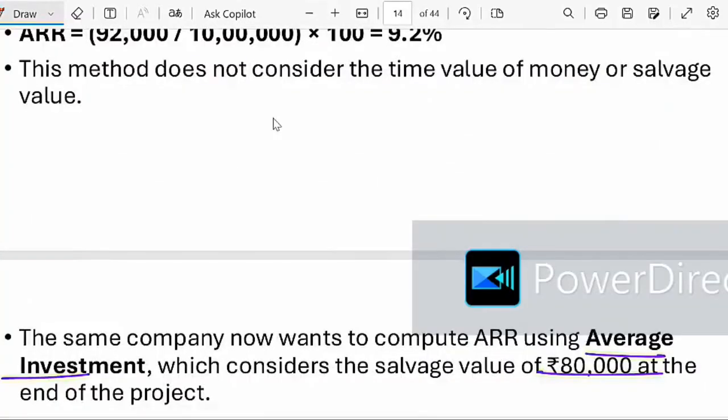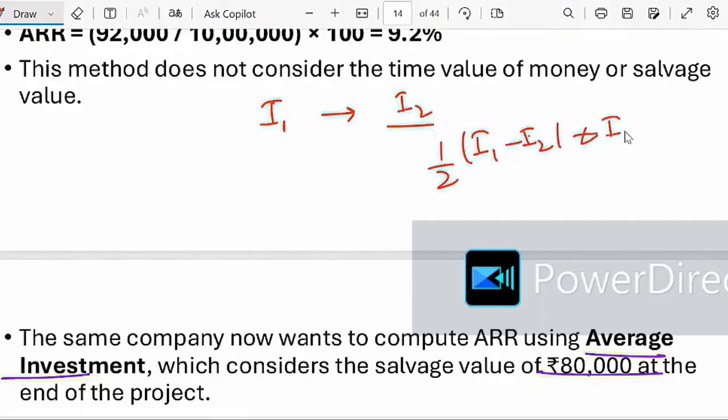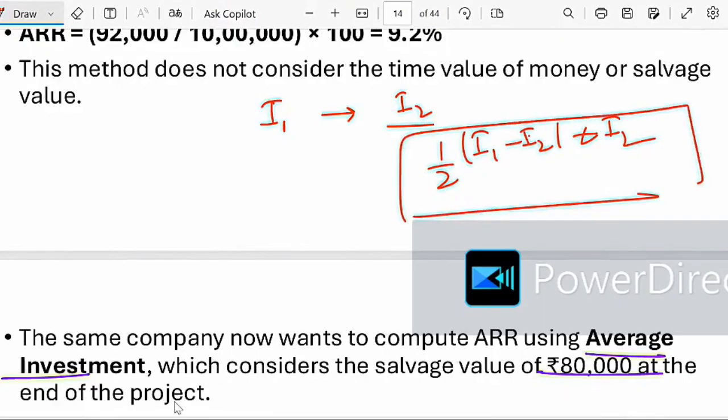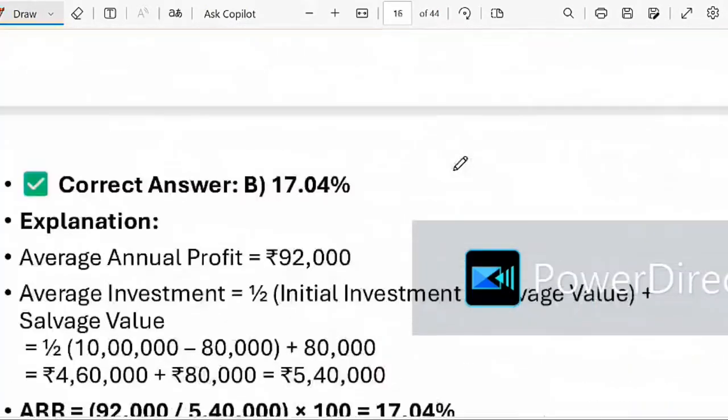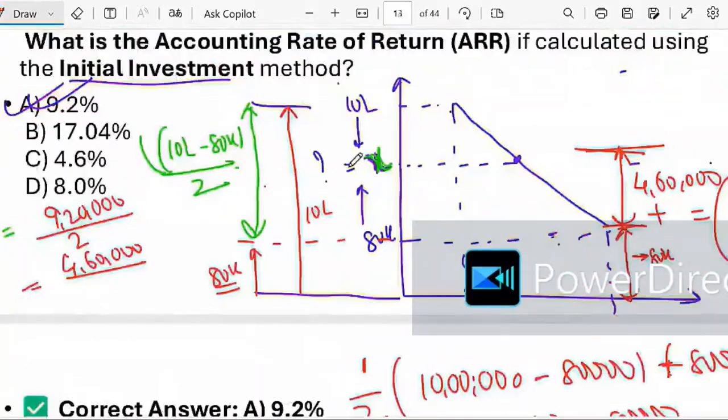Whenever you want to find the average investment, suppose initially they have invested I1, and the salvage value is suppose I2. So it is half of I1 minus I2, plus I2. This is the average investment formula. This is how you will calculate the average investment. And why this formula? This can be easily understood using this particular graph, the graph which I have drawn here.